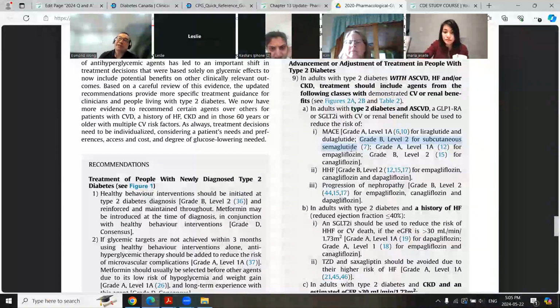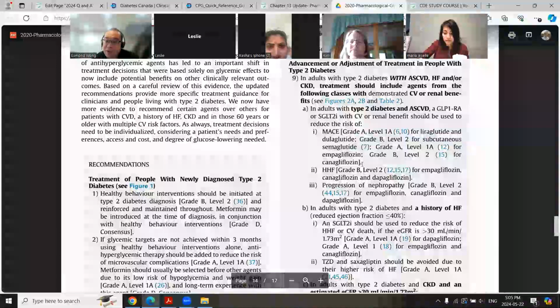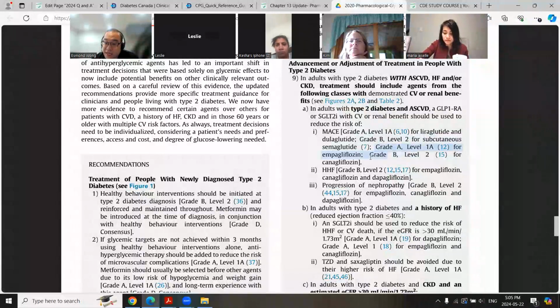The reason semaglutide is grade B is that they just did a non-inferiority trial. They said, okay, we're similar to Victoza, whereas Victoza and Trulicity actually went out of their way and did a cardiovascular trial. So that's why it's grade B for Ozempic. And you can see here it's grade A for Jardiance and then grade B for canagliflozin, which is Invokana.